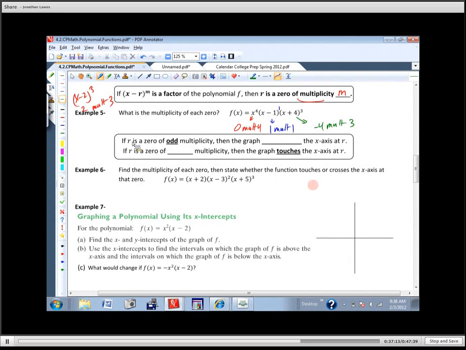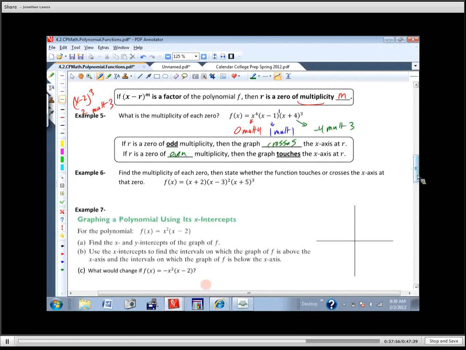It says if r is a 0 of odd multiplicity, so if its multiplicity is 1, 3, 5, 7, 19, 211, if it has an odd multiplicity, then the graph crosses the x-axis at that point. If a 0 is of even multiplicity, then it touches. So this has to do with the wiggles. Okay? This will help us figure out where it's turning and where it's not.